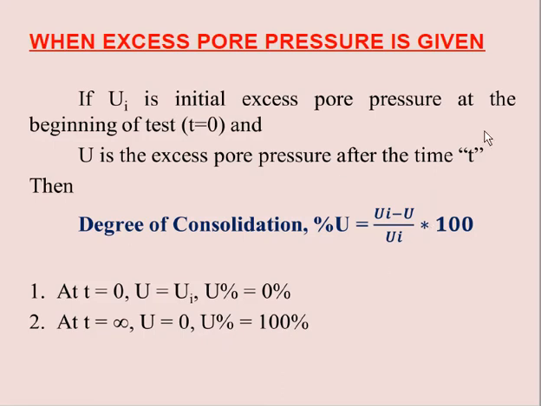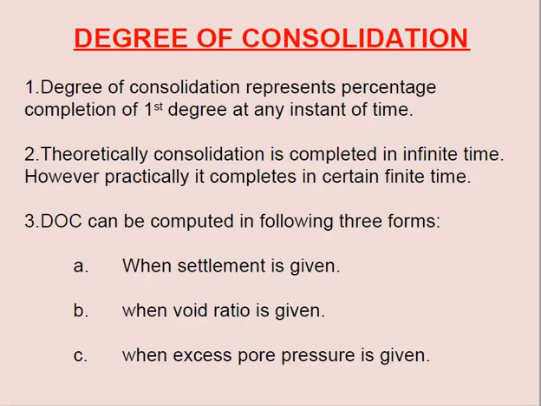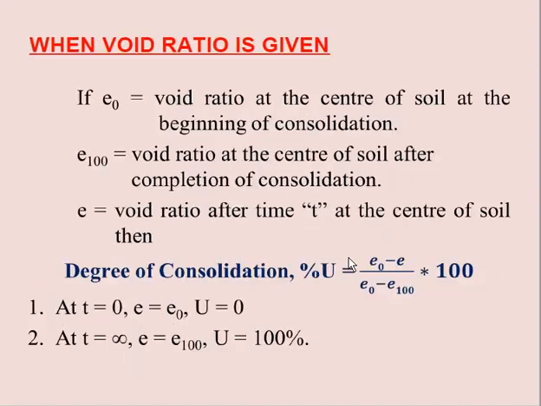So these are the three methods to find the degree of consolidation, and the degree of consolidation is denoted by the parameter U. It can be calculated by three methods: when settlement is given, when void ratio is given, and when excess pore water pressure is given. So these are the equations.